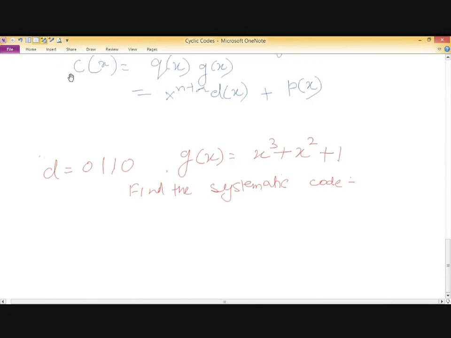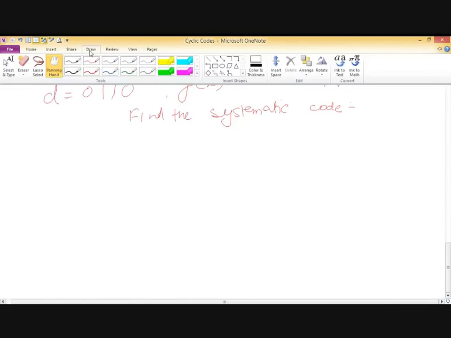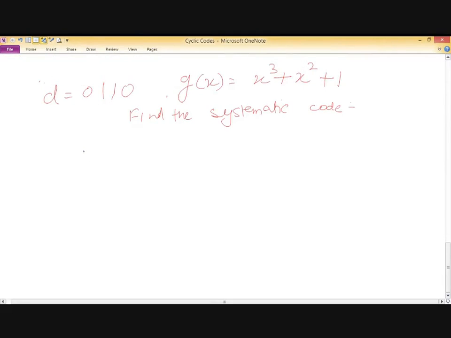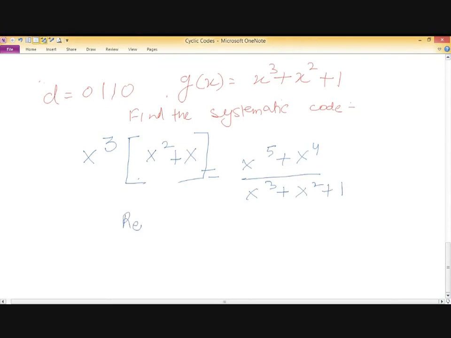So how to find the systematic code? You just have to multiply x cube, that is x to the power of n minus k, into x square plus x. If you multiply this with x square plus x, you will be getting x to the power of 5 plus x to the power of 4, dividing it with x cube plus x square plus 1. If I get the remainder of this, I will be getting the remainder as my parity polynomial and a quotient.